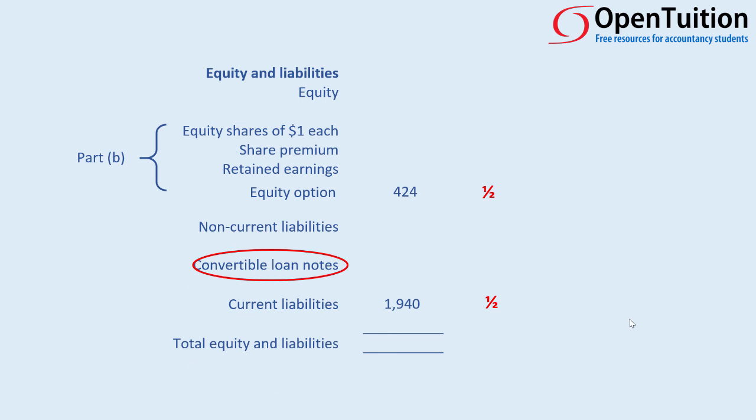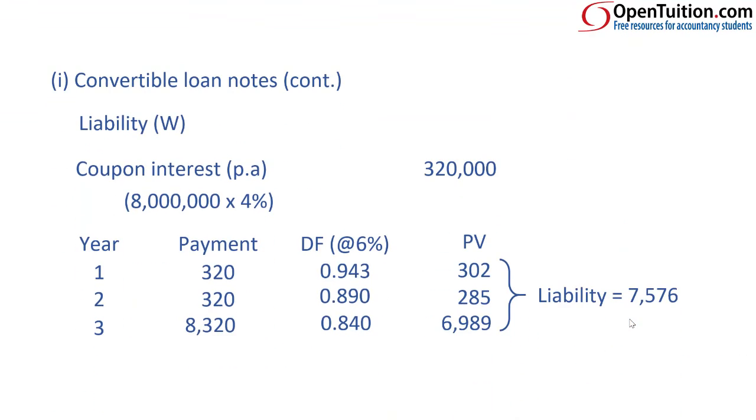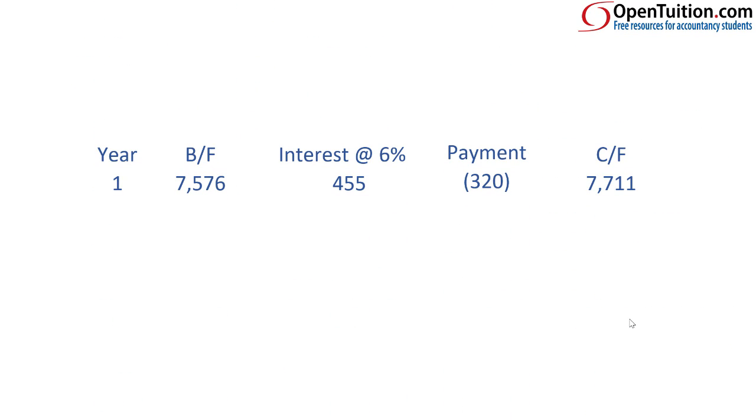This is rock solid. Because what you've got is that liability figure at 7,576, and these convertible loan notes were issued on the 1st of January. So that's the start of the year. Okay, we need to work out what it is at the end of the year. Woo, that's rock solid. Okay, proper testing you to the max. So you've got your opening figure of 7,576. You charge interest at 6% on that outstanding liability. We know that we pay the 320 to give you then the carry forward figure of 7,711.